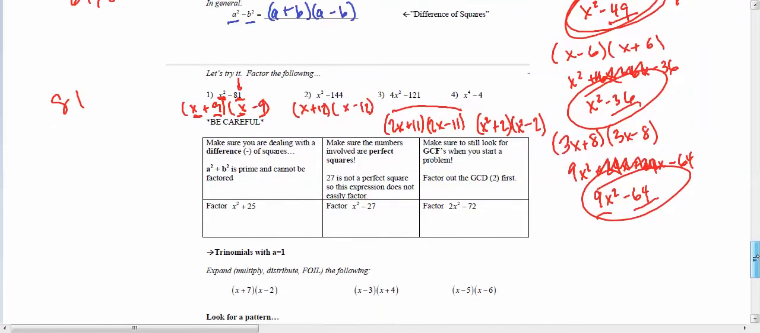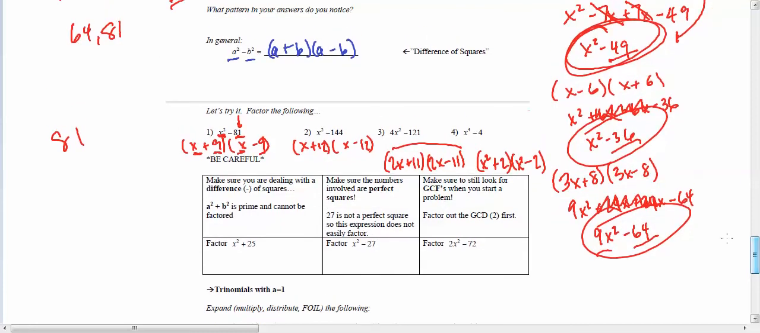Some warnings, be very careful. There is no such thing. All right, this equation right here is called the difference of squares. There is no such thing as the sum of squares. The difference of squares means there's a subtraction sign in between here. If that were an addition sign, then this trick would not be able to be used.